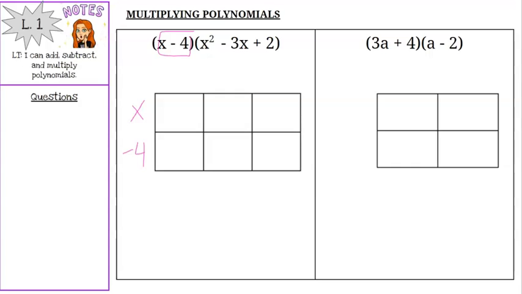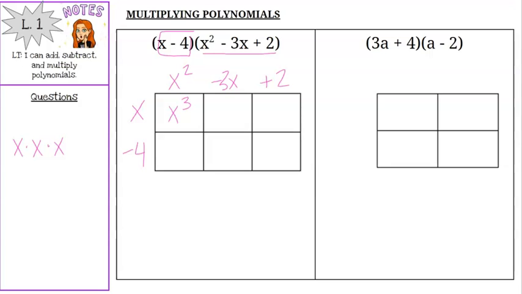And then we have our three-term polynomial, which is x squared. So x squared gets one box, minus 3x gets the second box, and plus 2 gets that last box. And then we're going to multiply top and side. So we're going to do x squared times x. So x squared is really x times x. And then if we multiply it by another x, x times x times x is x to the third power.